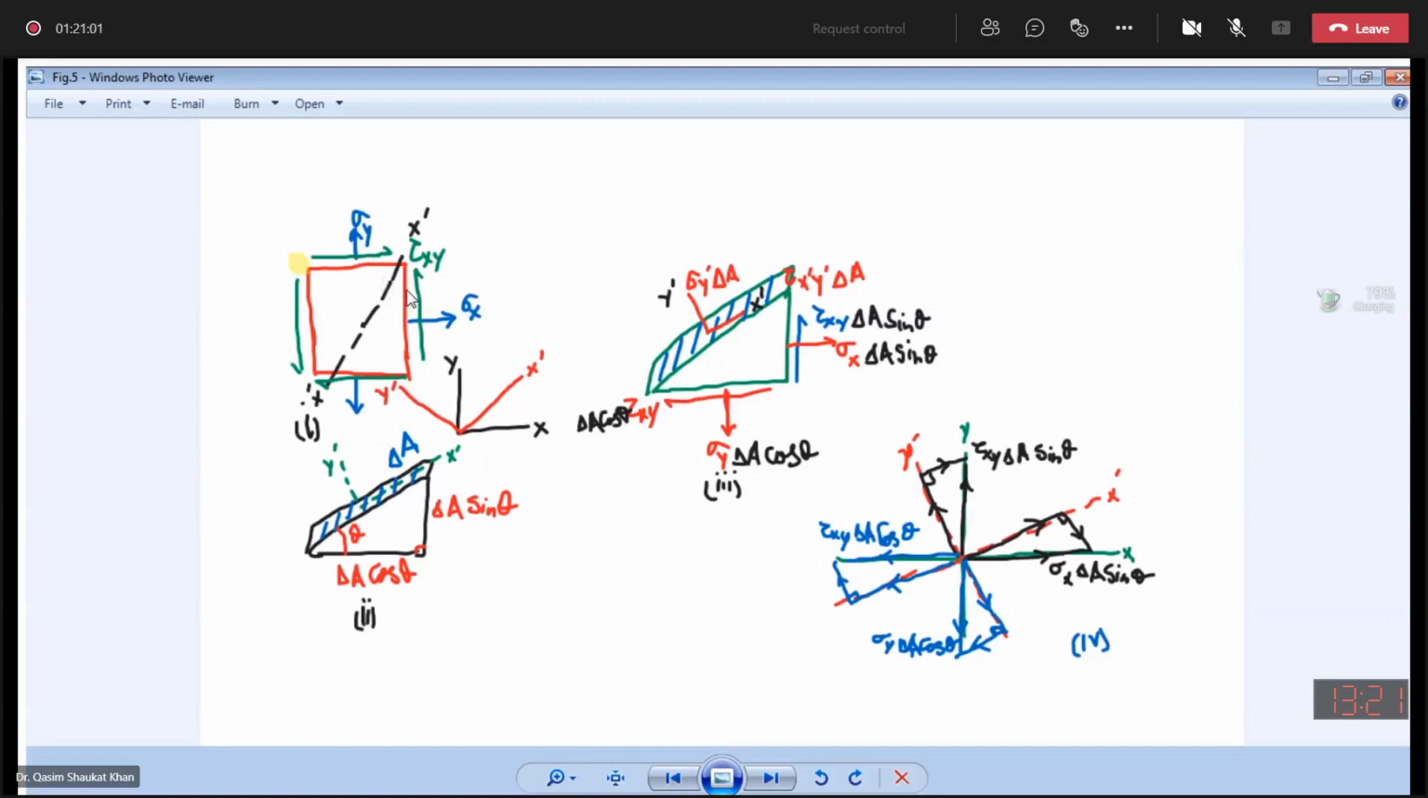So your expression for tau x dash y dash should be same by both the methods, by both sections. Okay, expression will be same.